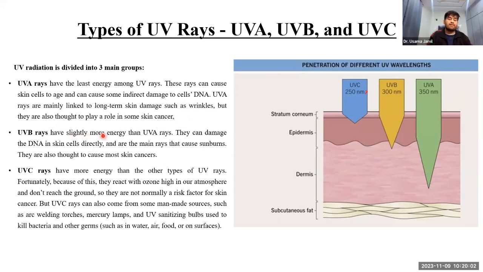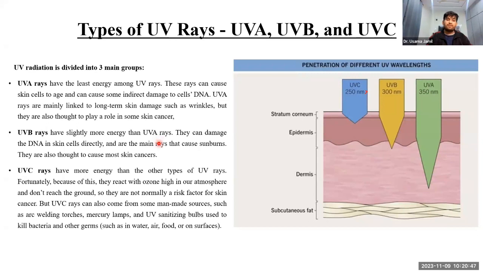UVB rays have slightly more energy than UVA rays. They can damage the DNA in skin cells directly, and they are the main rays that cause sunburns. They are also thought to cause more skin cancers. So UVB rays cause more of an acute episode of skin disease. The main rays that cause sunburns are UVB because they carry more energy and can instantly burn the skin. So UVB has high energy and can cause instant damage, but UVA has less energy and can cause chronic damage to the skin, causing wrinkles, aging, and cancer.